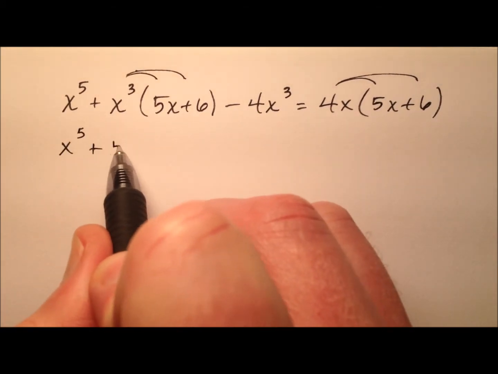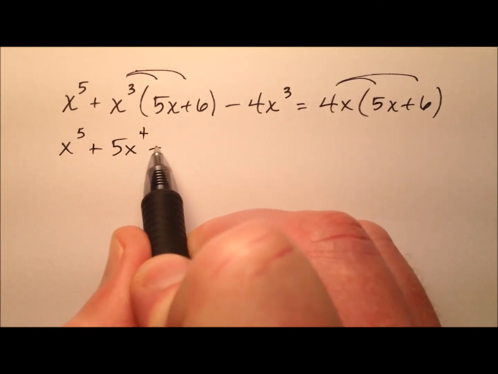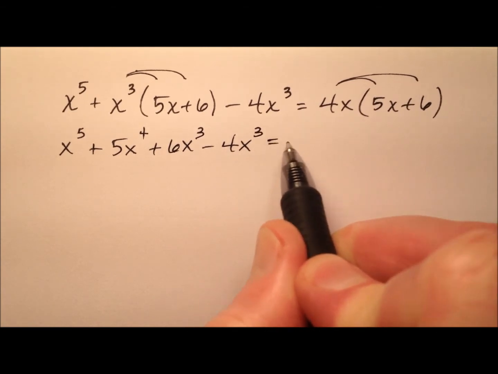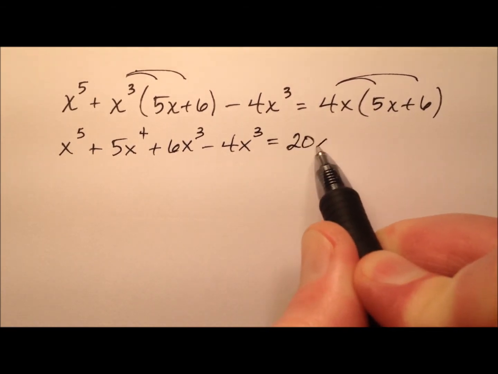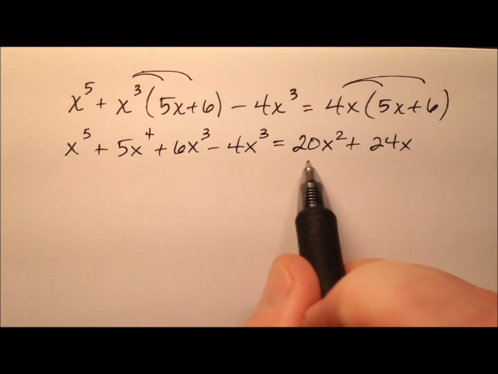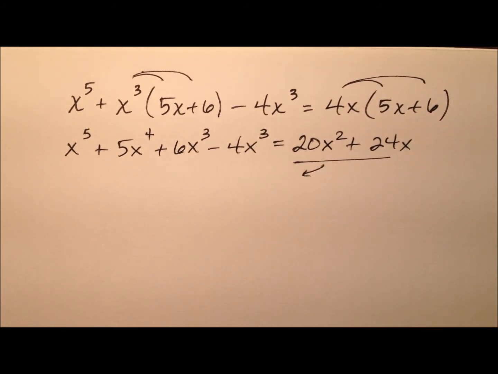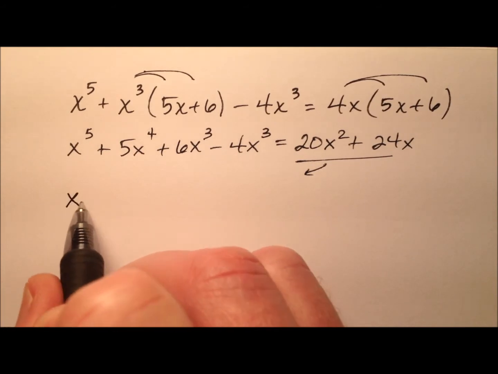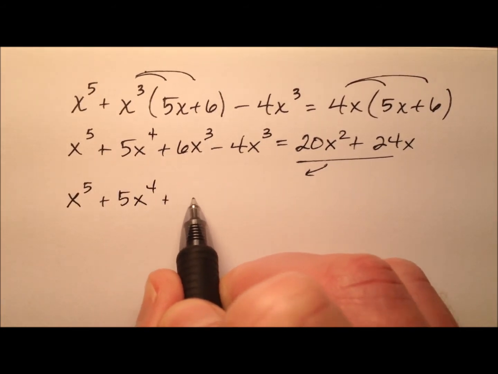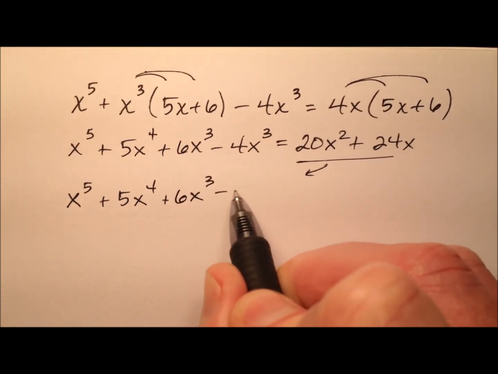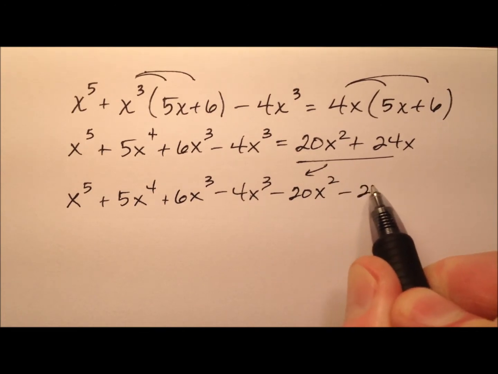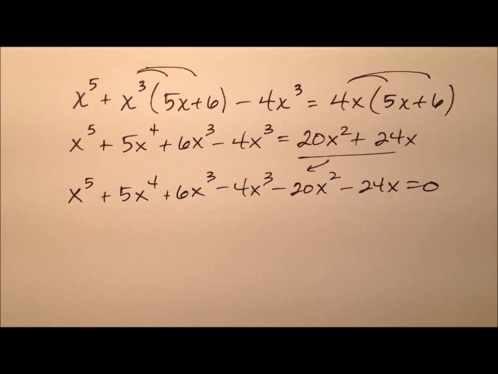So I'll distribute everything. So that'll be 5x to the fourth plus 6x cubed minus 4x cubed equals, looks like 20x squared plus 24x. Okay, so these two terms I'll push over here to the left side, and I'll just change their signs as I do so, because I can change the sides of a term if I change their signs. So minus 20x squared minus 24x, and that equals 0.